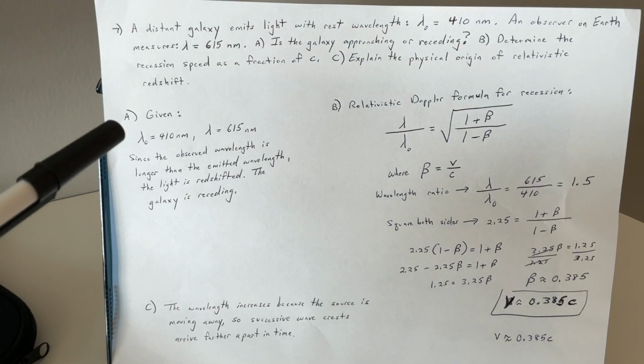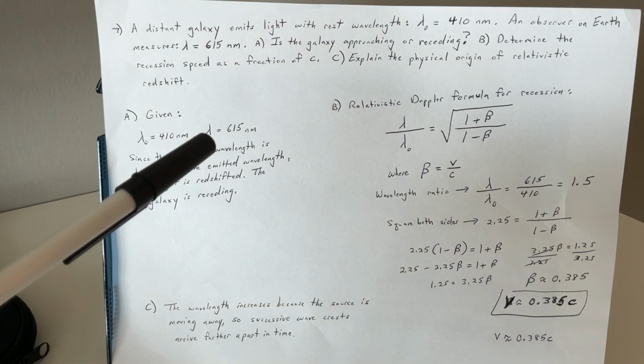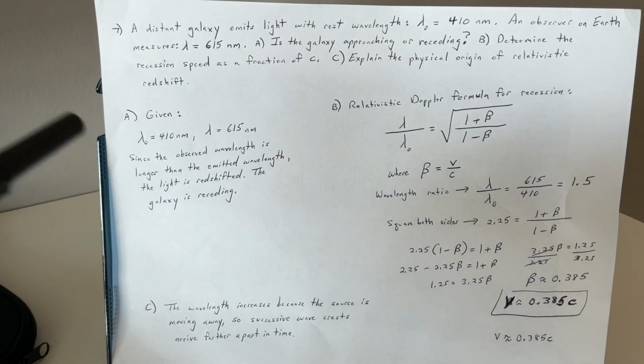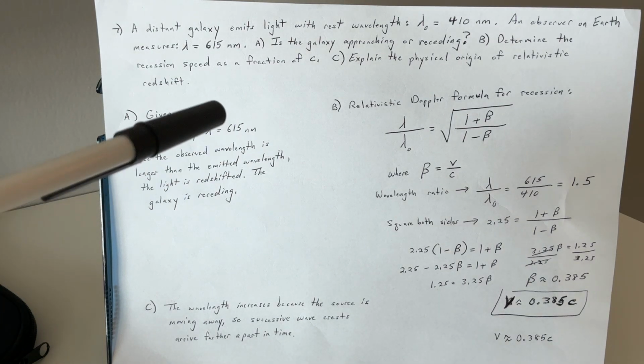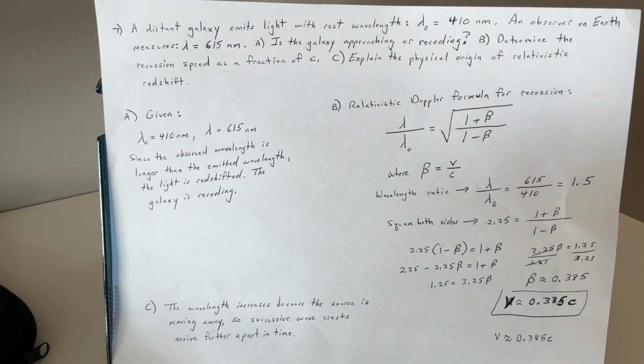So for part A, here's what we're given. That lambda naught equals 410 nanometers. Lambda is 615 nanometers. So we could say since the observed wavelength is longer than the emitted wavelength, the light is redshifted. So the galaxy is receding under those circumstances when we compare these quantities. Part B, determine the recession speed as a fraction of c.